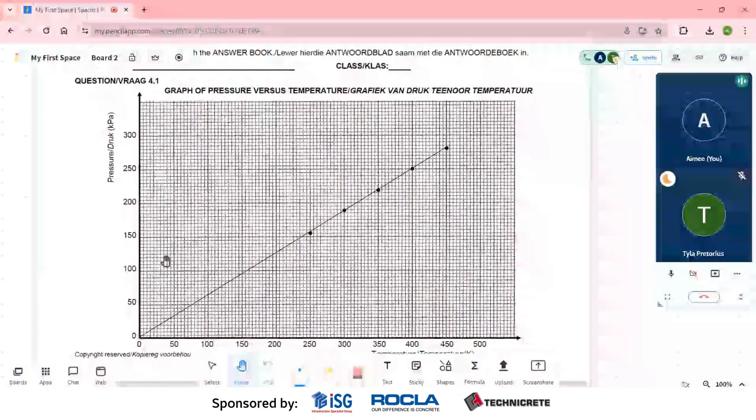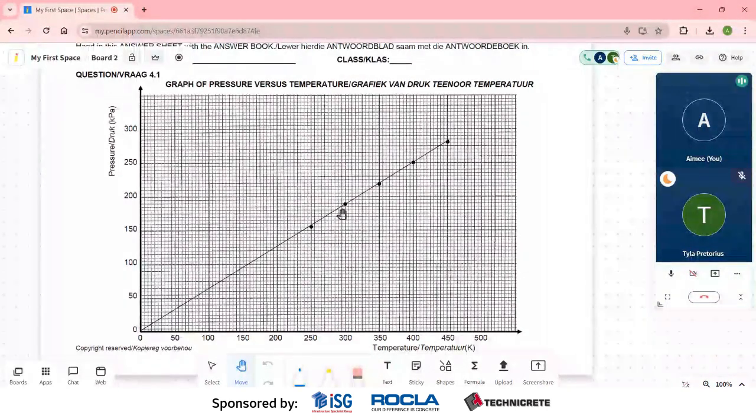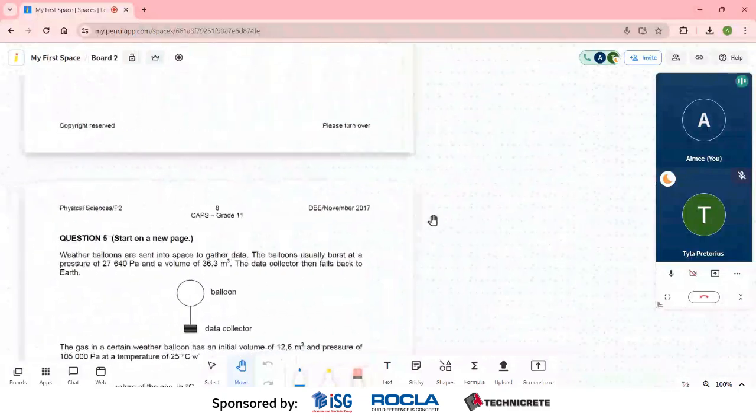Obviously, I can't go through drawing this with you. It's a bit tricky on the computer, but this is what your graph should look like after you've plugged in all of your coordinates, all of the data that they've given you.